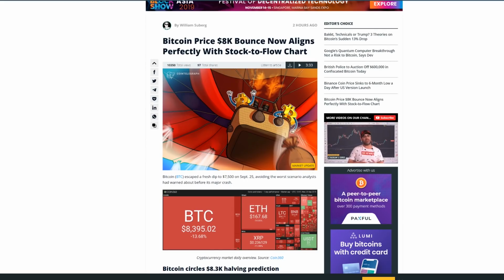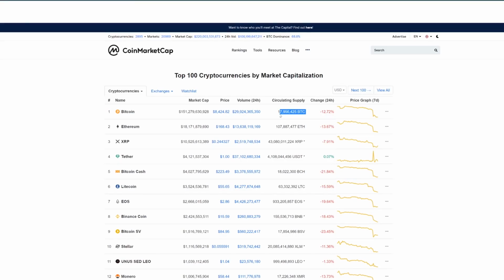One thing I also want to mention is this story, which says Bitcoin price at $8,000 bounce now aligns perfectly with the stock to flow chart. If you guys aren't familiar with stock to flow, essentially what that means is it calculates the circulating supply of the cryptocurrency and takes into account how quickly that flow is being increased, how quickly that circulating supply is being increased. Something like gold has a very high stock to flow ratio because there's a lot of gold and there's not a lot of it being made. Bitcoin does as well. There's a lot of Bitcoin and there's not a lot of it being made.